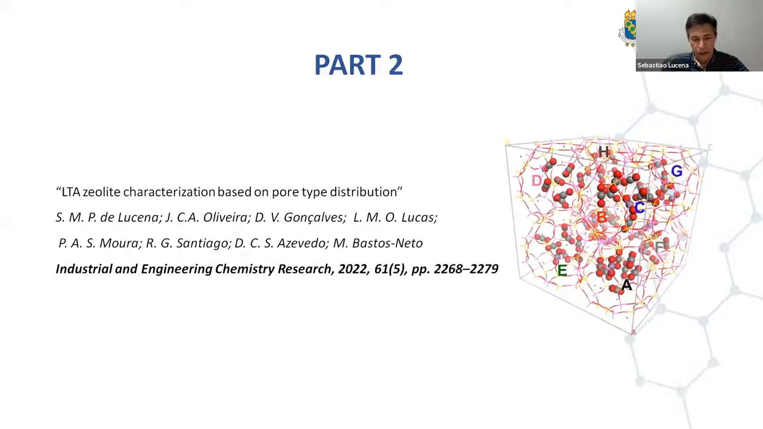Okay, now in the second part, let's deal with a new characterization strategy for well-defined crystal structures. The presentation is based on our publication in Industrial and Engineering Chemistry Research, published this year.